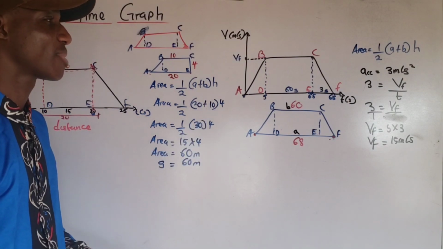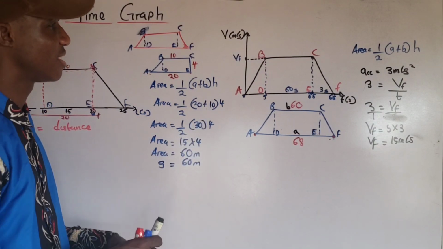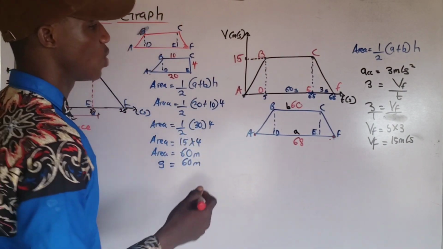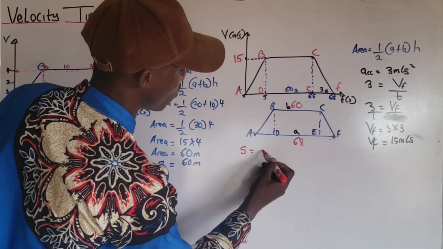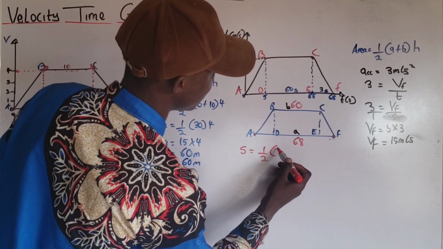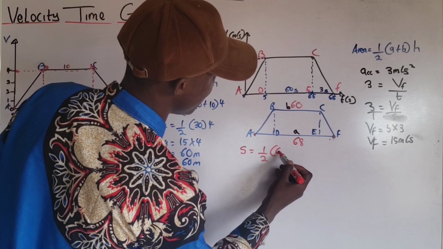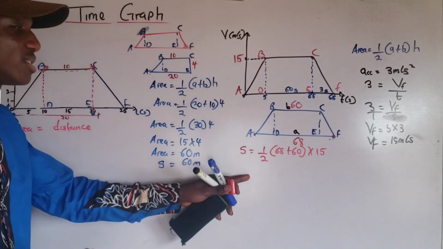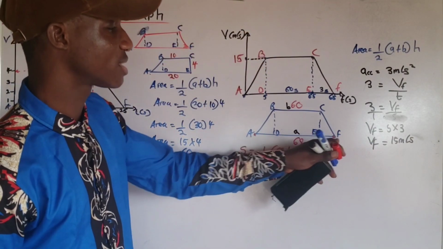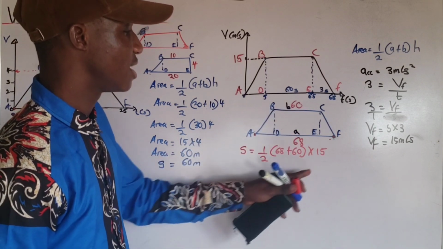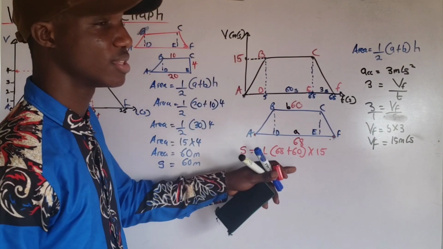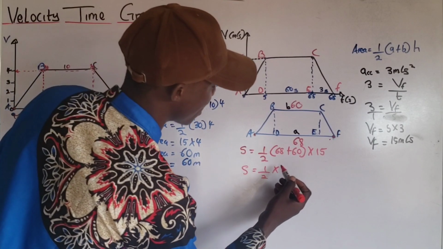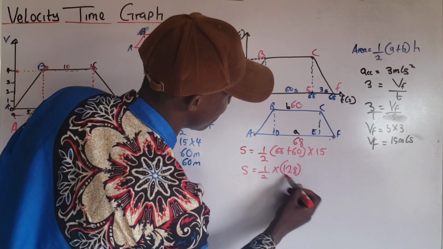Now we can determine the area, I mean the distance. So the distance is equal to 1 over 2 multiplied by (68 plus 60) multiplied by 15. I'm very sure you understand how I got this. Look, the first parallel side is 68, the second is 60. The height, which is the velocity, is 15. That's how I got this. So S is equal to 1 over 2 multiplied by (60 plus 68). That is 128, multiplied by 15.